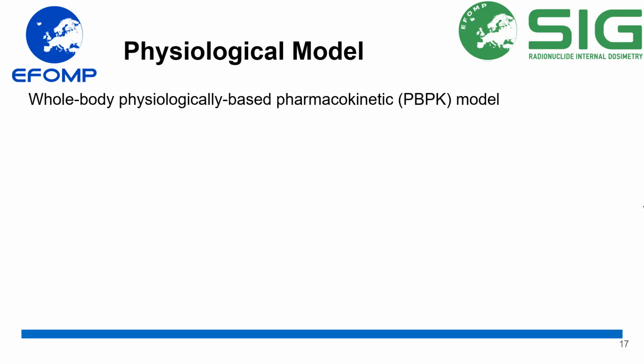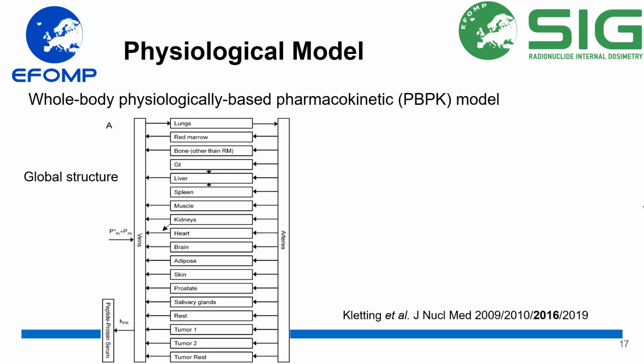An example of a physiological model. Here I show a whole body physiologically based pharmacokinetic model. It has a global structure, and this includes many organs which are connected by the arteries and the veins. And you see on the left side that one can perform injections into this model.